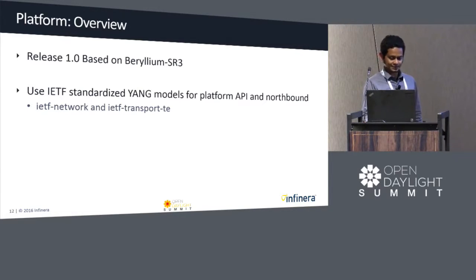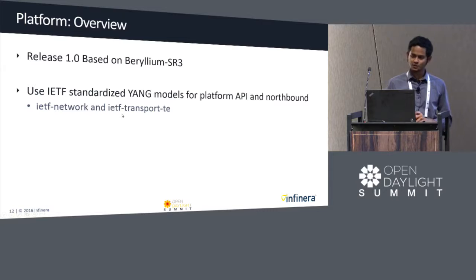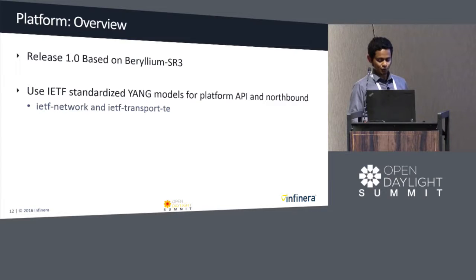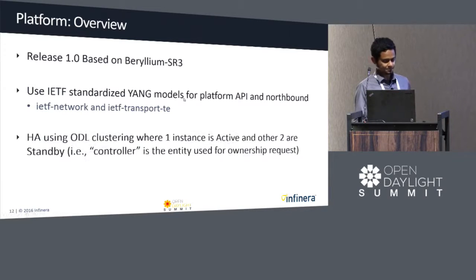And we use, like I said, IETF models on the northbound. We use the IETF network and IETF transport TE as the two models. The first one is for discovery and for tracking the inventory: the nodes, links, networks, and things like that. The second one is for tracking the services. The transport TE is specifically focused on creating tunnels, point-to-point and multipoint tunnels. So we use the IETF transport TE.